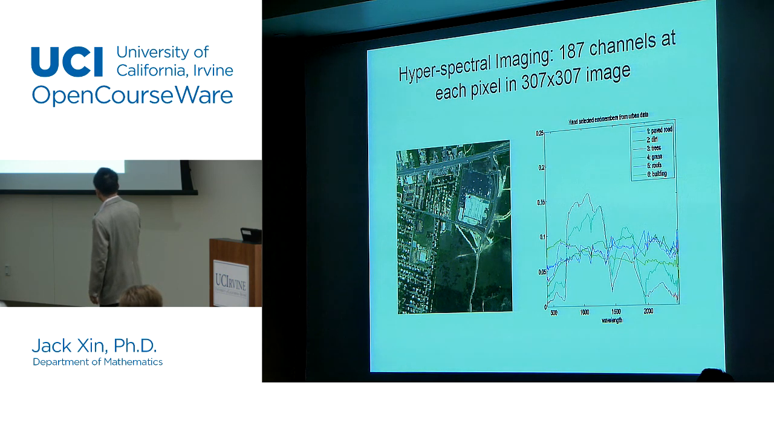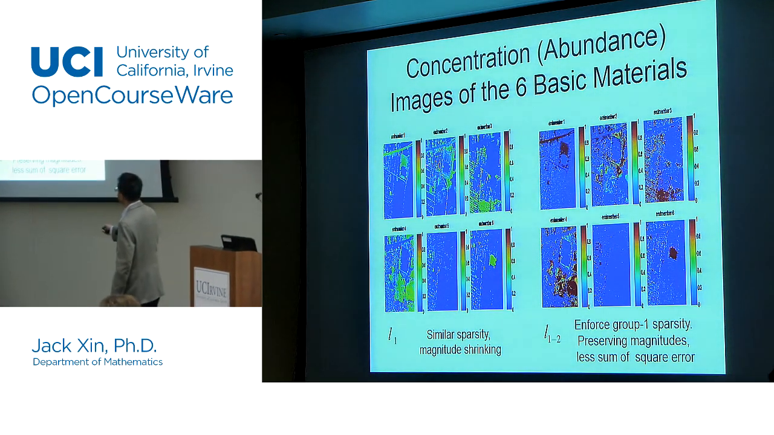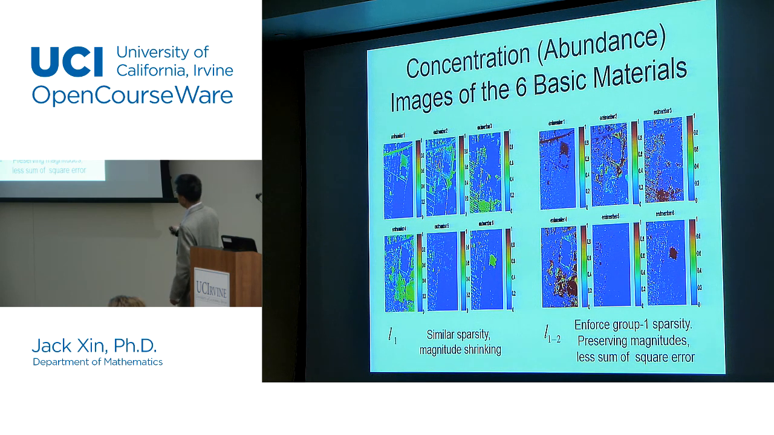Okay, so the mathematical problem is the same. Given the input y, given the signatures, we put them in the matrix phi, then we try to find the x. In this case, x corresponds to the concentration at any spot of a certain material. So, okay, in the next slide, we plot these 6 materials solved by L1, which is over here, and L1 minus L2, which is over here.